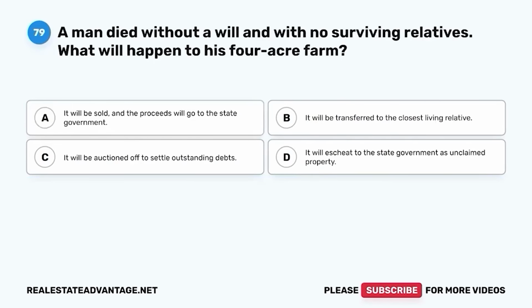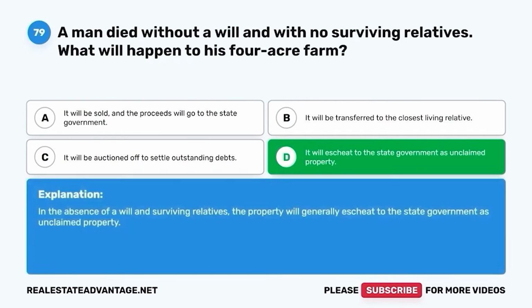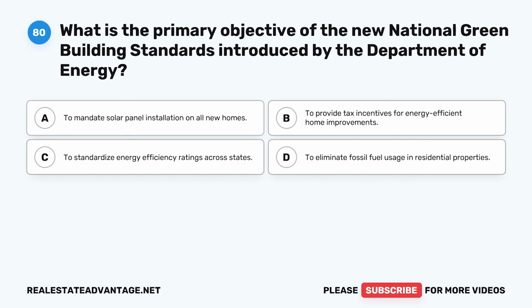Question 79. A man died without a will and with no surviving relatives. What will happen to his 4-acre farm? A. It will be sold and the proceeds will go to the state government. B. It will be transferred to the closest living relative. C. It will be auctioned off to settle outstanding debts. D. It will escheat to the state government as unclaimed property. The correct answer is D. It will escheat to the state government as unclaimed property. In the absence of a will and surviving relatives, the property will generally escheat to the state government as unclaimed property.